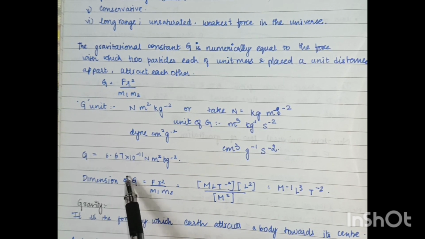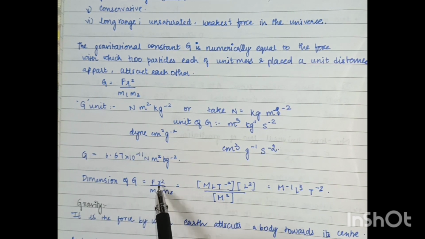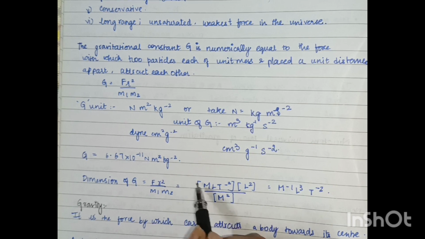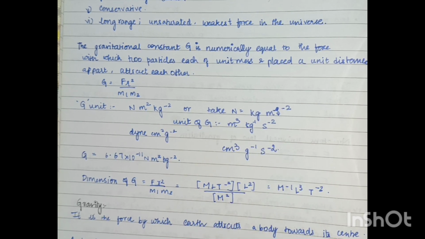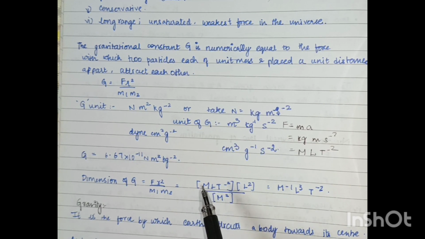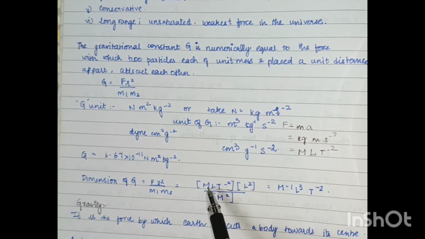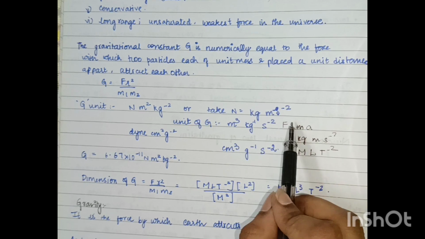What is the dimension of G? Let us see how we write it. For that I am using the formula F r square by m1 m2. Then what is the dimensional formula of force? It is M L T power minus 2. And how are we getting the dimensional formula of force as M L T power minus 2? I have shown it here.